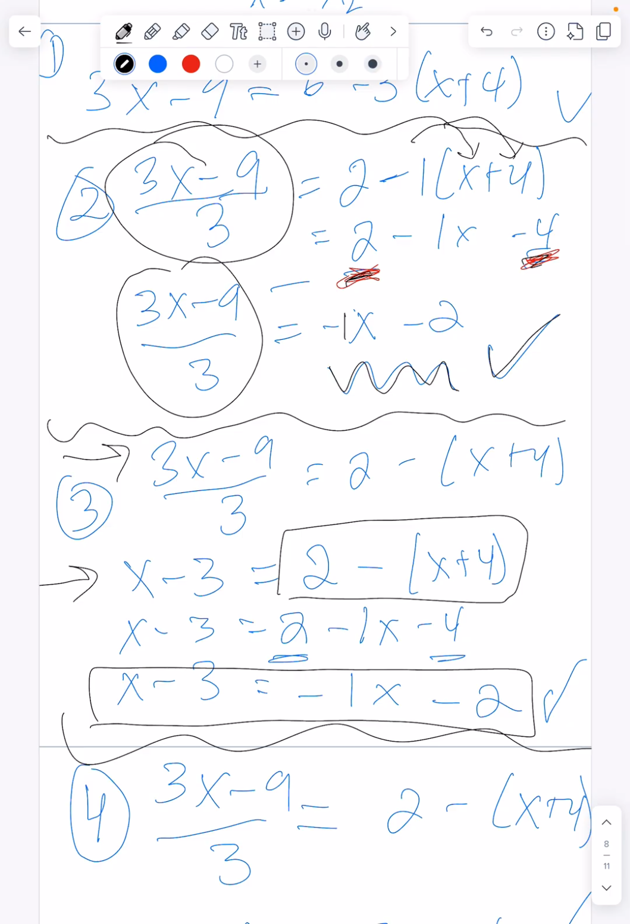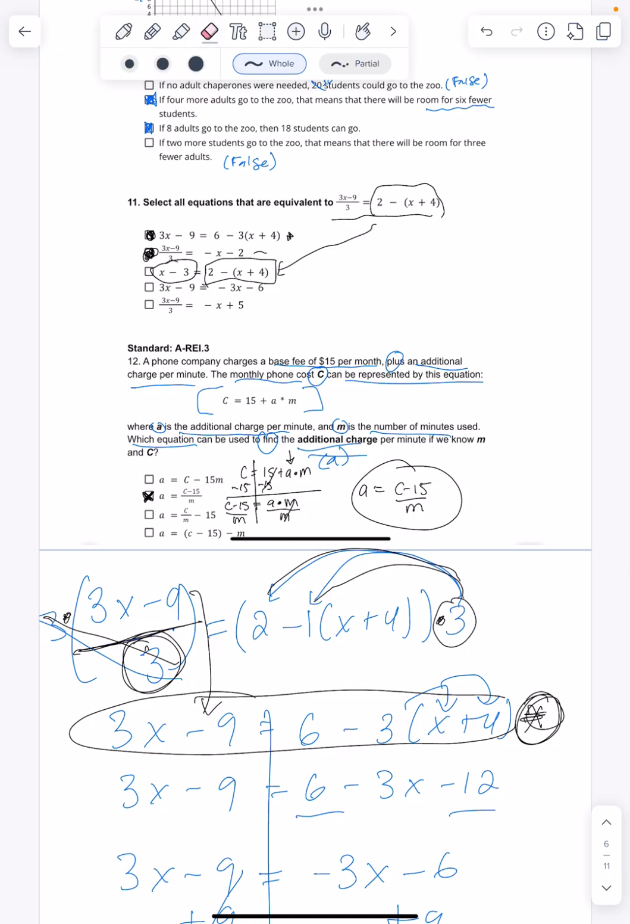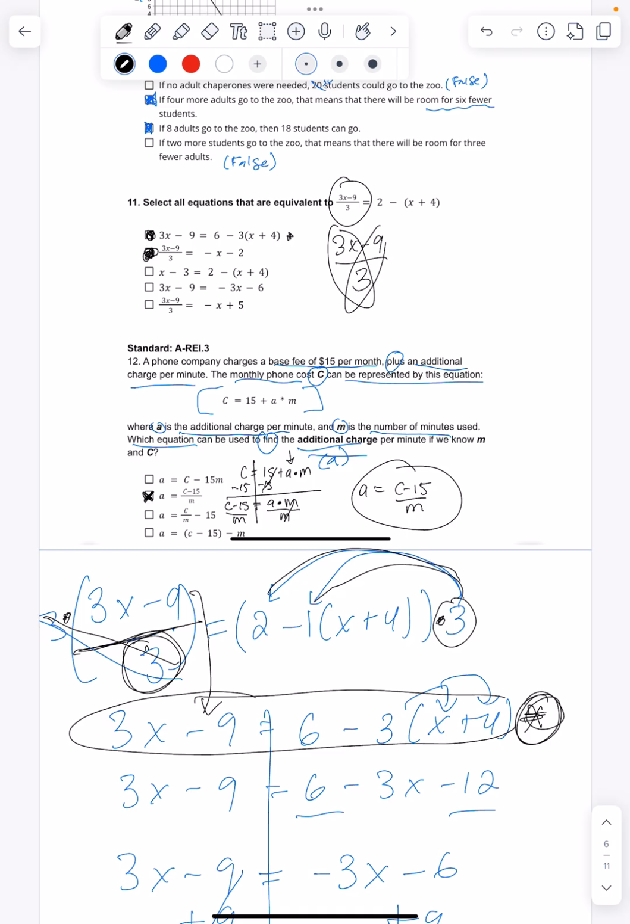Well, they just simplified the left-hand side of it. So they did 3x divided by 3, that gives them x. And then negative 9 divided by 3 gives you negative 3 here. So that's all they did. They just simplified the left-hand side, like this, and then you get the x minus 3 here. So that one was correct, right?